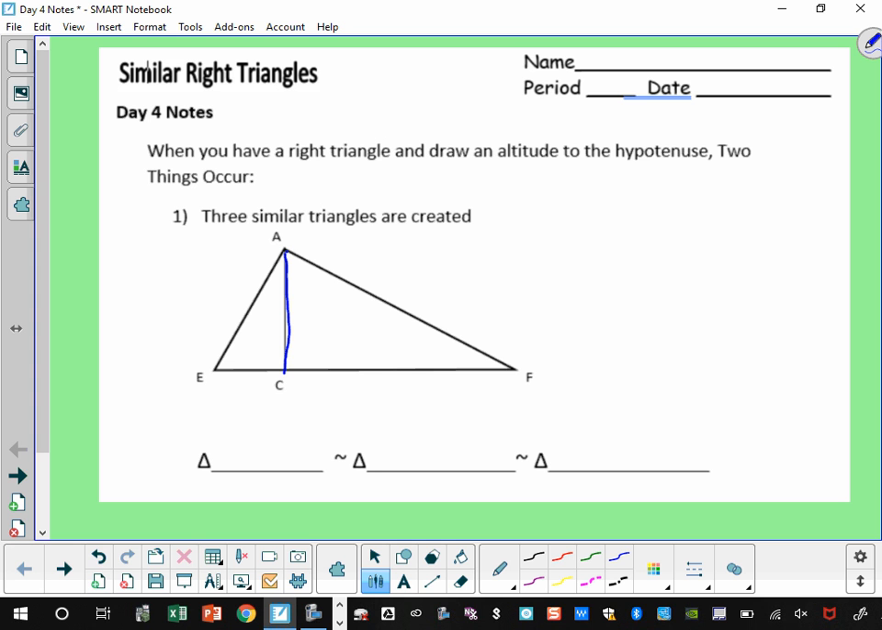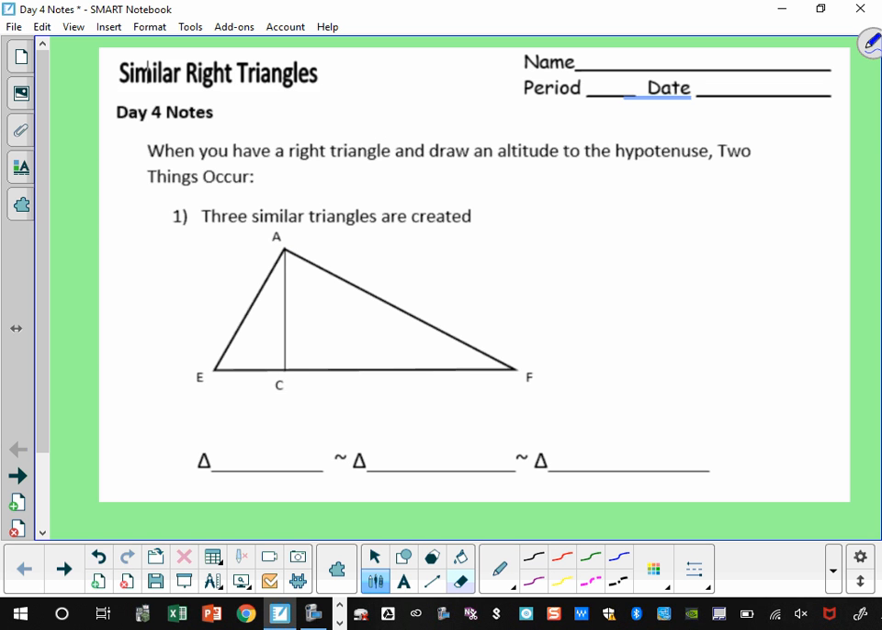What is a hypotenuse? Well, for starters, it's a side or an angle. It's the side. Your hypotenuse is your longest side of the triangle, and it's always directly across from the right angle. That is very important.